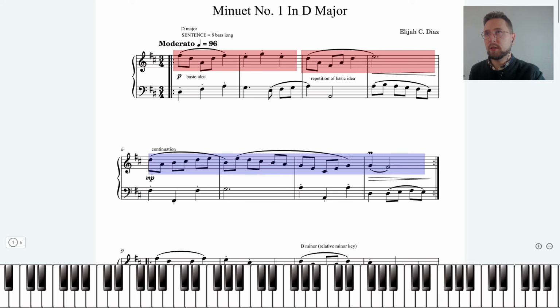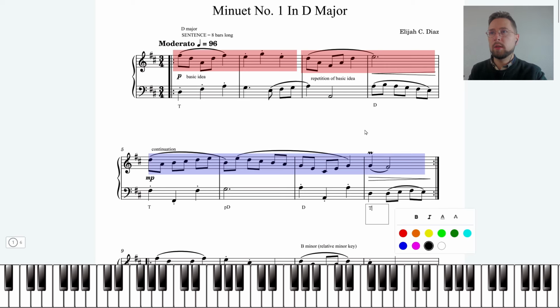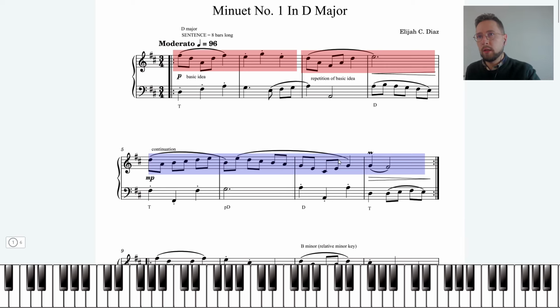So let's analyze the harmony. Harmonically, we have the tonic, and here we go to the dominant. And in the second case, we're seeing probably the tonic, the predominant, the dominant, and the tonic. So that would be a little bit the tonal plan of the piece.